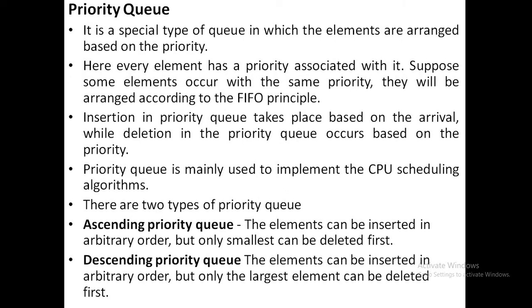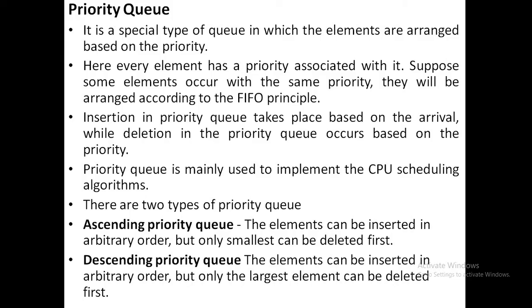Priority queue. It is a special type of queue in which the elements are arranged based on the priority. Here every element has a priority associated with it. Suppose some elements occur with the same priority, then they will be arranged according to the first in first out principle. Insertion in priority queue takes place based on the arrival as in a linear queue, while deletion in the priority queue occurs based on the priority.